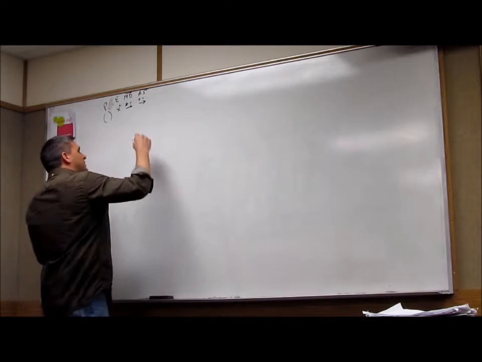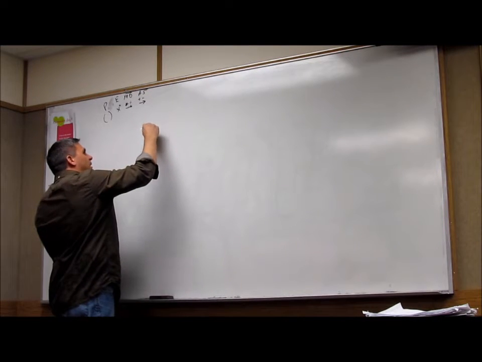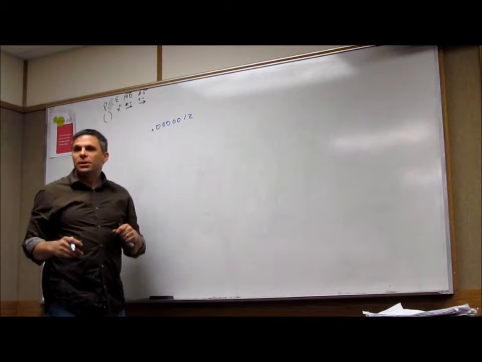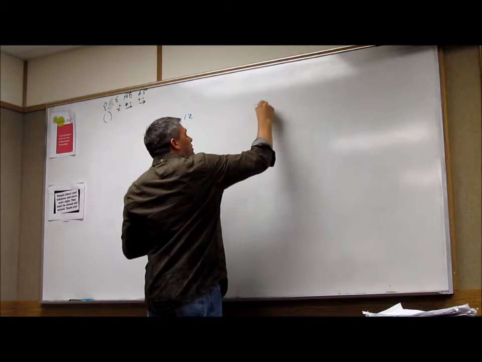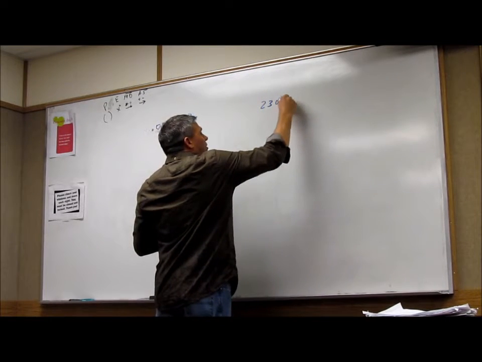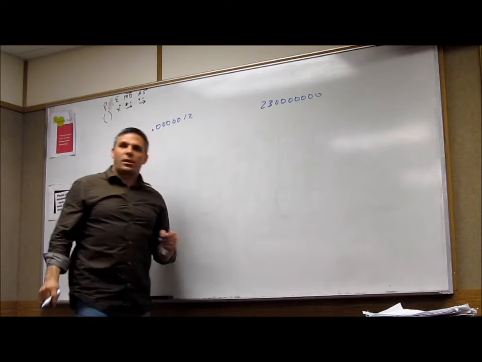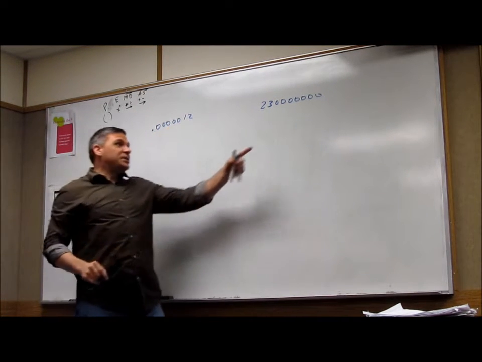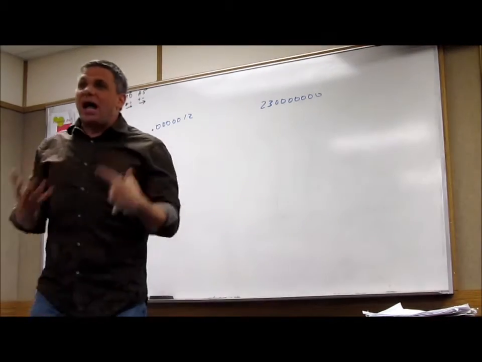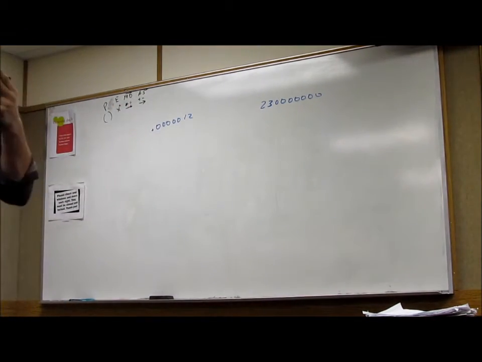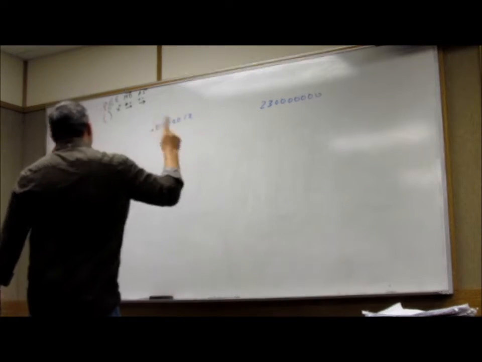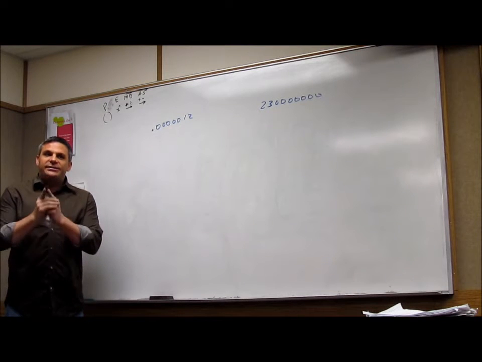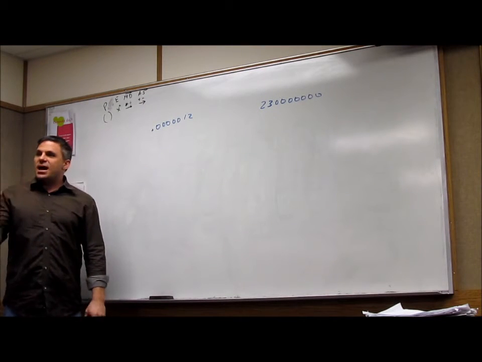Well, what it means is I can have a number like this, 0.000012, or I can have a number like this, 230000000. Okay? Two different numbers. This is really small. This is really big. But I want to write them nicely. So the key to scientific notation is to write the number as a number between 1 and 9.